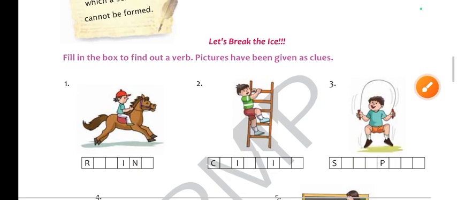Let's break the ice. Fill in the box to find out a verb. Pictures have been given as a clue. So basically, we are going to read about verbs.